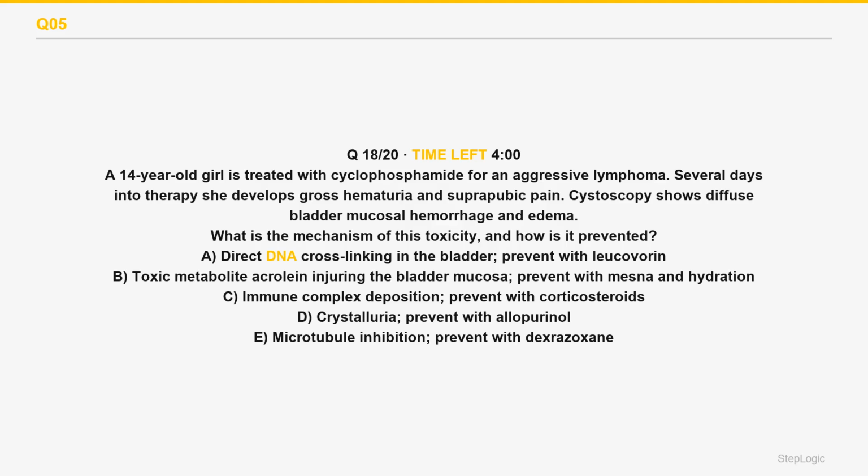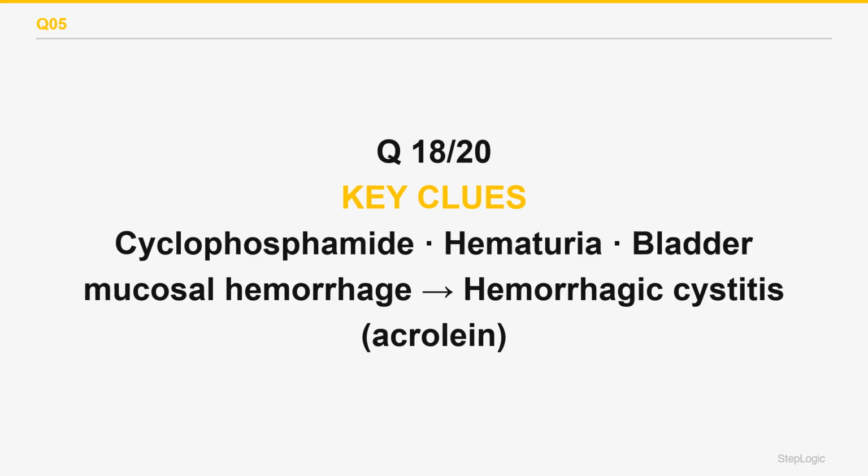Read the command: mechanism of toxicity and prevention. Cyclophosphamide causing hemorrhagic cystitis. The culprit is the metabolite acrolein, prevented by MESNA. Cyclophosphamide is an alkylating agent that cross-links DNA to kill tumor cells, but it is metabolized in the liver to several products, one of which is acrolein.